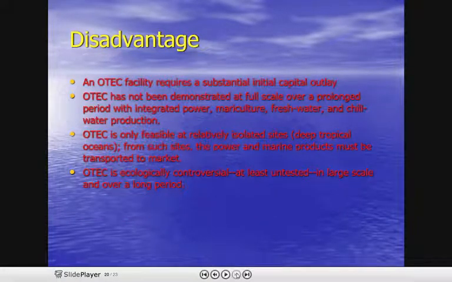Disadvantage: an OTEC facility requires a substantial initial capital outlay.